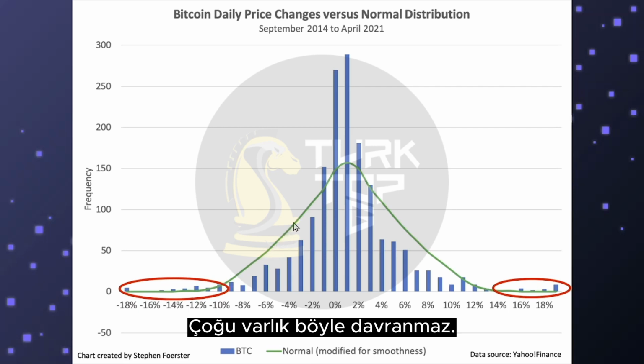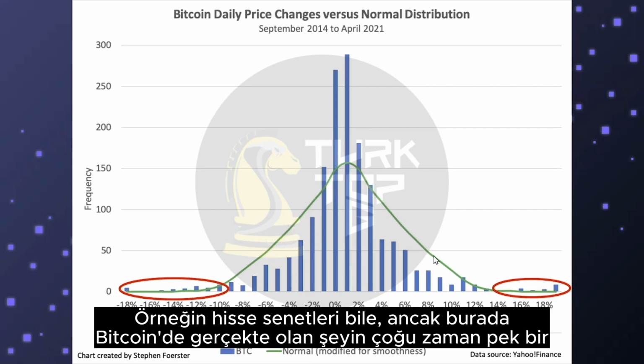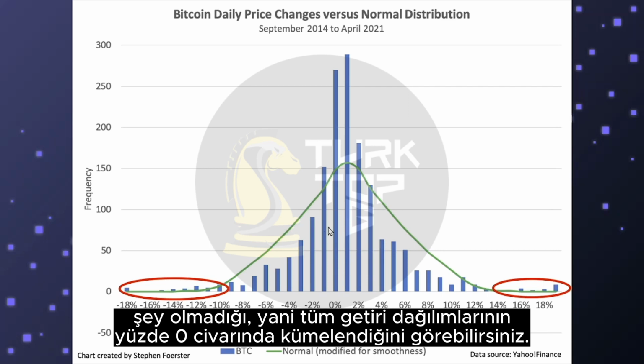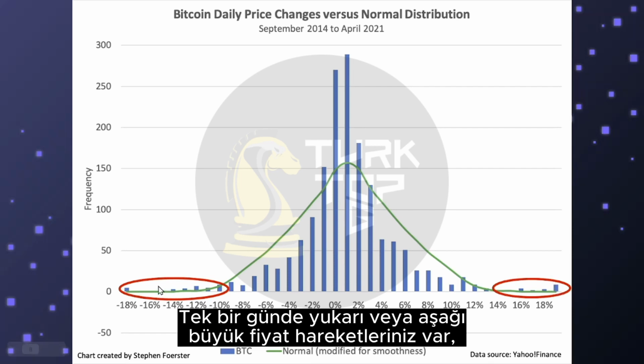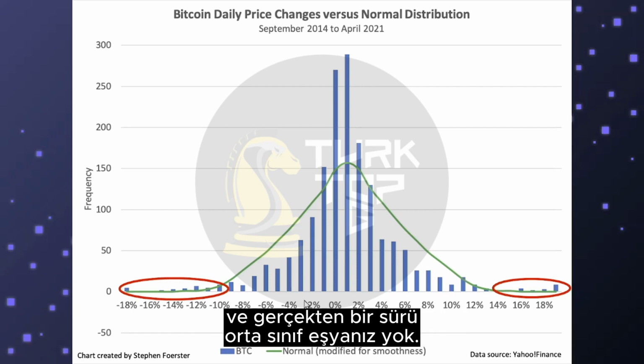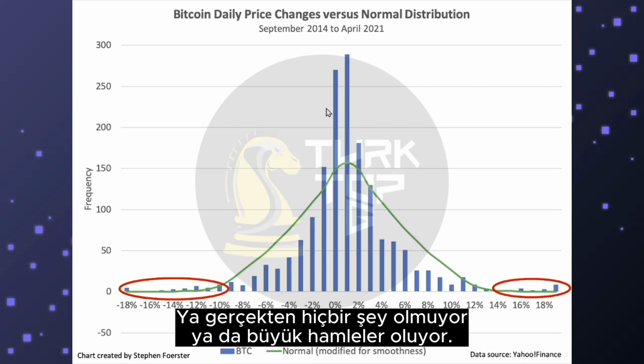Most assets don't behave like this, even stocks, for example. But you can see here that what actually happens with Bitcoin is that a lot of the time, not much happens, which is all of the return distributions are clustered around 0%, slightly above 0%. But then occasionally, very rarely, a lot of things happen. You've got massive price movements on single days, up or down, and you don't really have a whole bunch of the mid-range stuff. Either nothing really happens or massive moves happen.